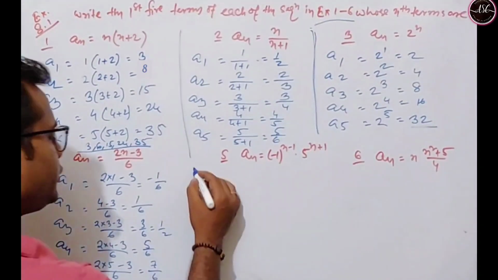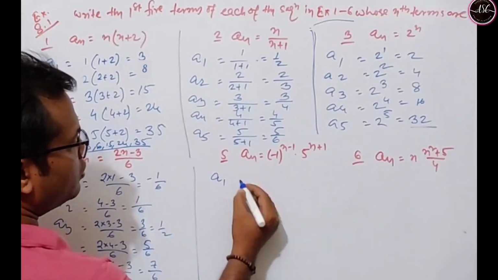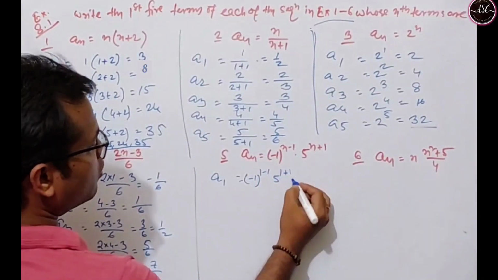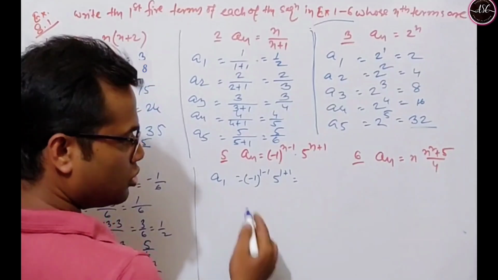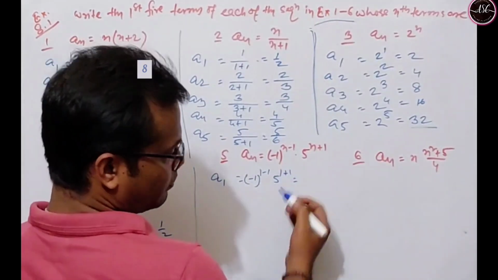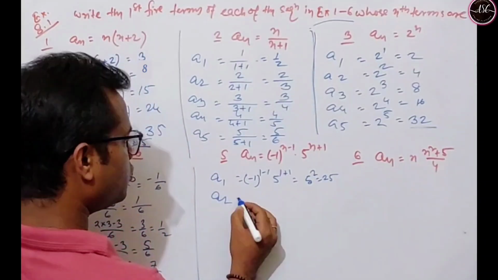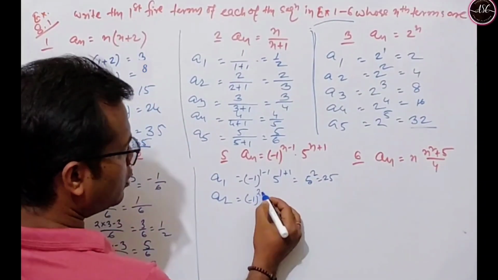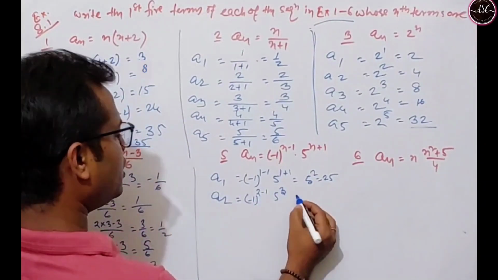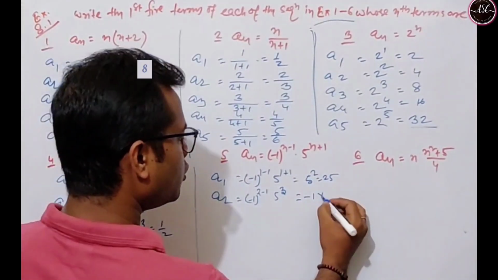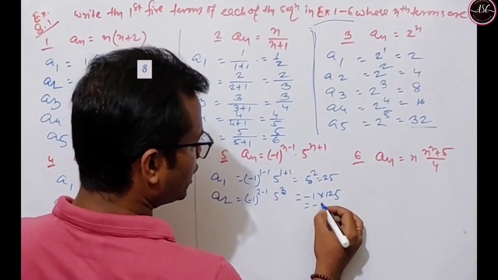Okay. Similarly, a1 equal to here minus 1 to the power 1 minus 1, 5 to the power 1 plus 1. That means 1 minus 1 equal to 0, minus 1 to the power 0 equal to 1, and 5 to the power 1 plus 1, 2, that means 5 square equal to 25. a2 equal to minus 1 to the power 2 minus 1, 5 to the power 3, here minus 1 to the power 1 is equal to minus 1, and 5 cube equal to 125, equal to minus 125.